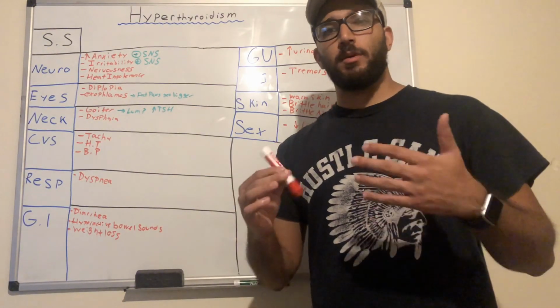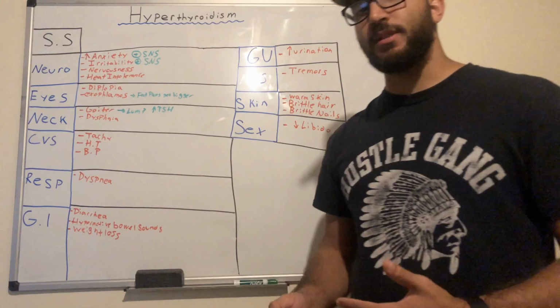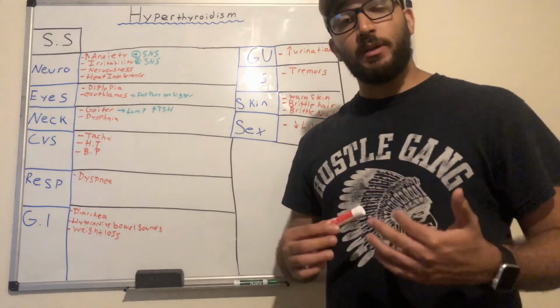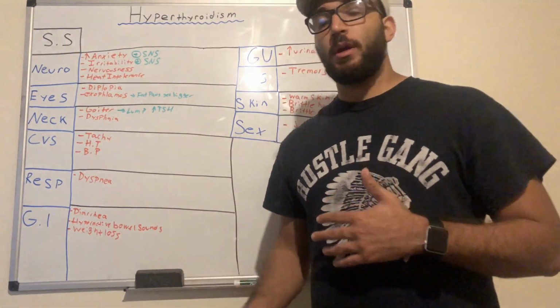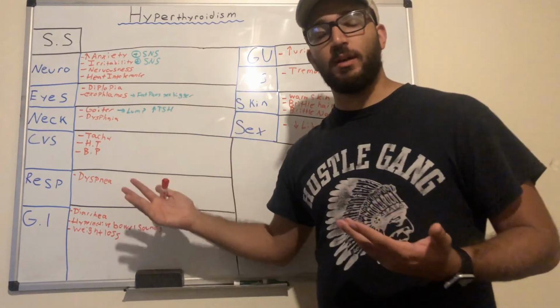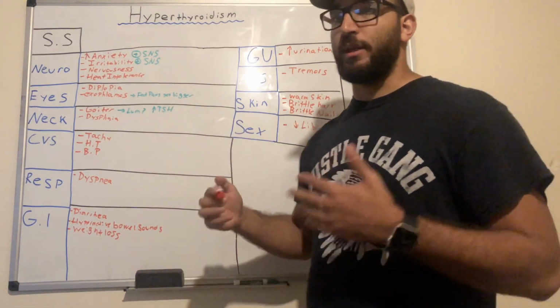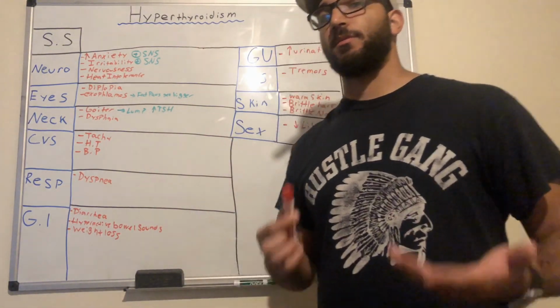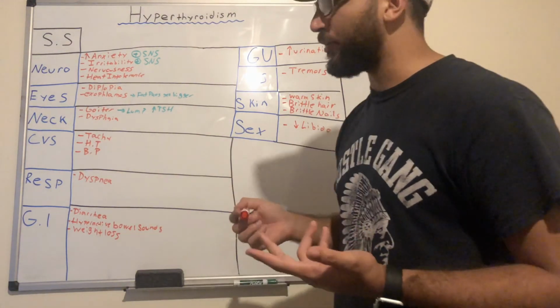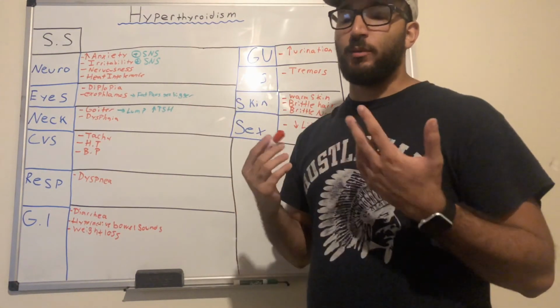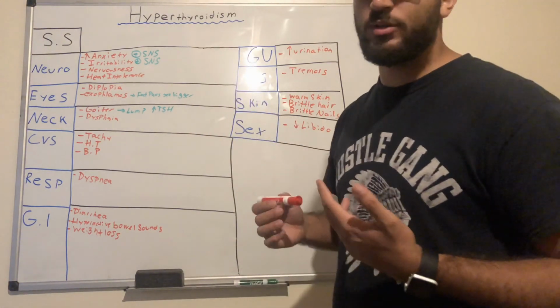Each body system has T3, T4 receptors that are stimulated by the T3, T4 hormone. And I listed out many of the body systems, so we can go over the signs and symptoms of hyperthyroidism. We have neuro. So what would we see with a patient who has hyperthyroidism?